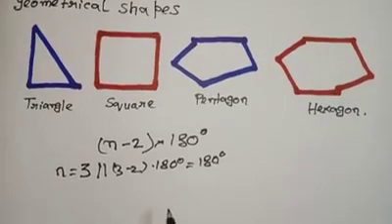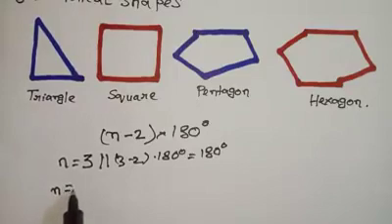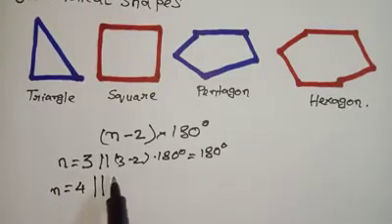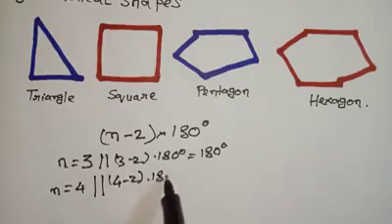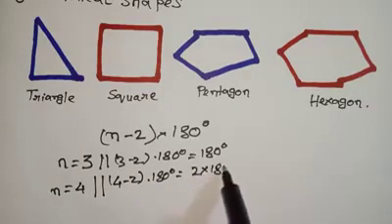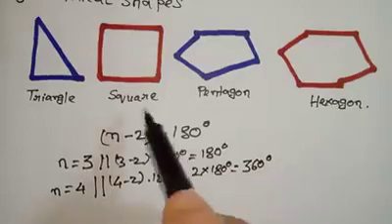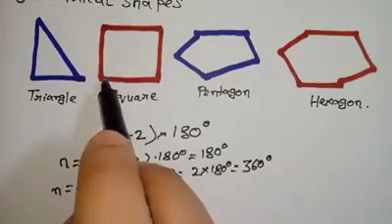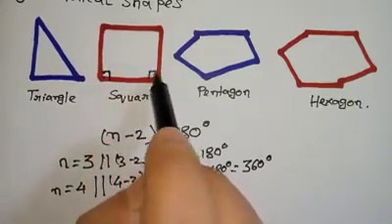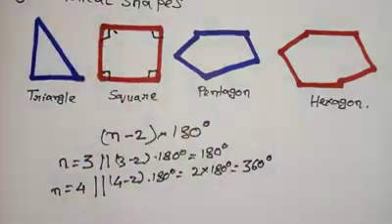Let us find it for the square. We know that there are 4 sides, so let us take n equals 4 and we will find 4 minus 2 multiplied by 180 degrees, which is equal to 2 multiplied by 180 degrees. It would be equal to 360 degrees. In general, we know that in squares all the angles are right angles, so we can just put it like this: 90 multiplied by 4, we can find it out as 360 degrees.